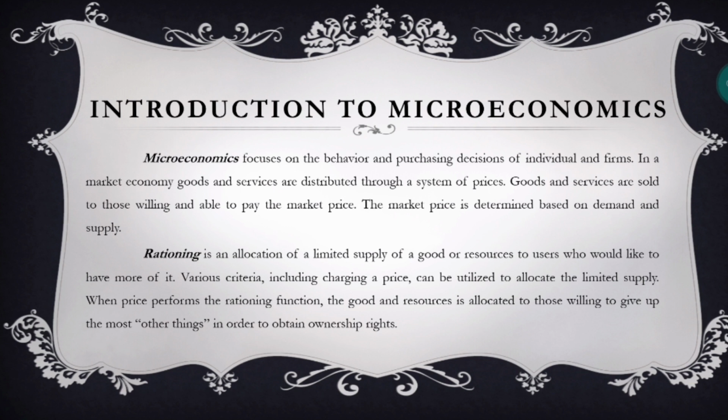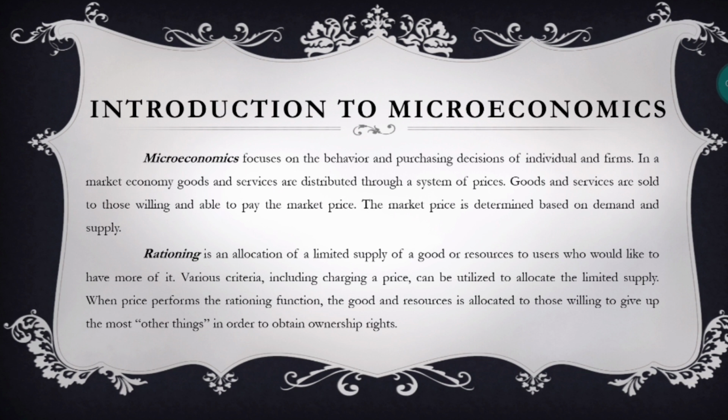In a market economy, goods and services are distributed through a system of prices. Goods and services are sold to those willing and able to pay the market price. The market price is determined based on demand and supply.